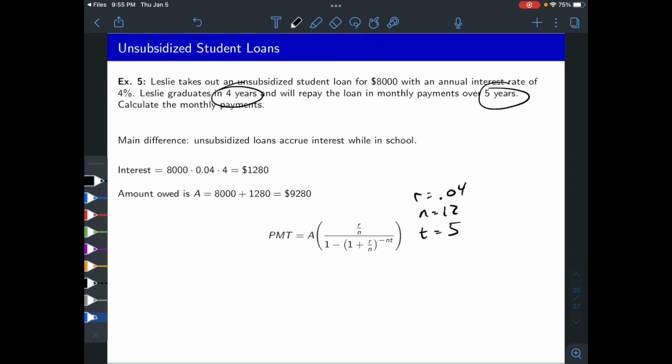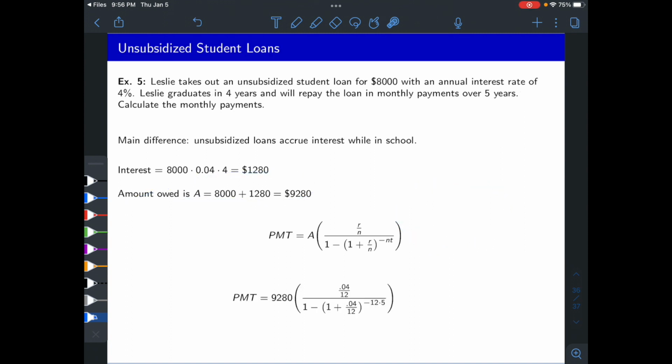A very common mistake that could get made here is mixing up the 4 and the 5. The 4 years comes into play when you're calculating the interest. The 5 years is the period she's making payments over, and so that's the one that shows up in this formula here. Okay, so we plug these and our value of A into our formula. We get the following, and this is equal to $170.91.